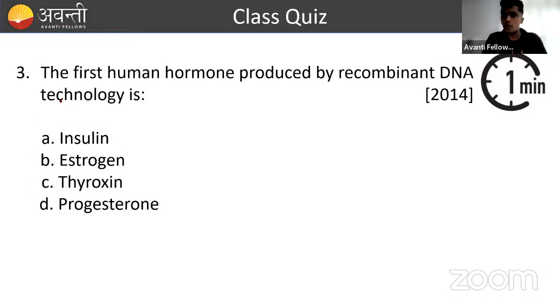The first human hormone produced by recombinant DNA technology is insulin, estrogen, thyroxine, or progesterone. So you have your options. Let me launch an MCQ poll for you. You have 1 minute to answer this question. Even if you're wrong, just try to answer so that you can memorize very easily. When you participate, it becomes very easy for you to memorize.